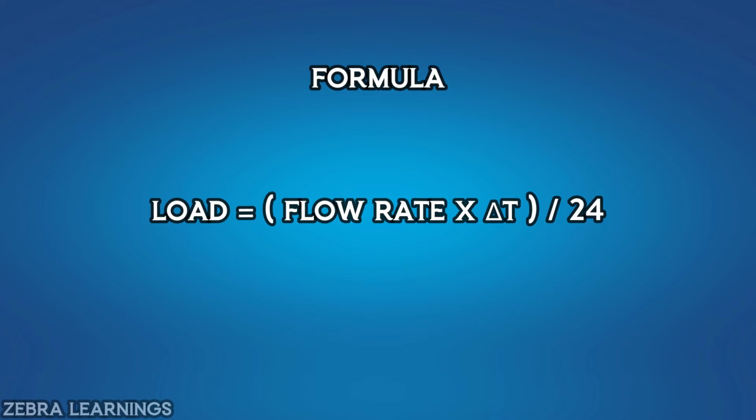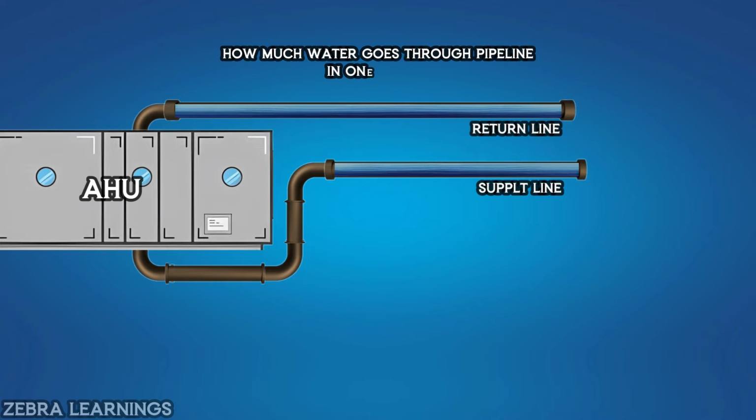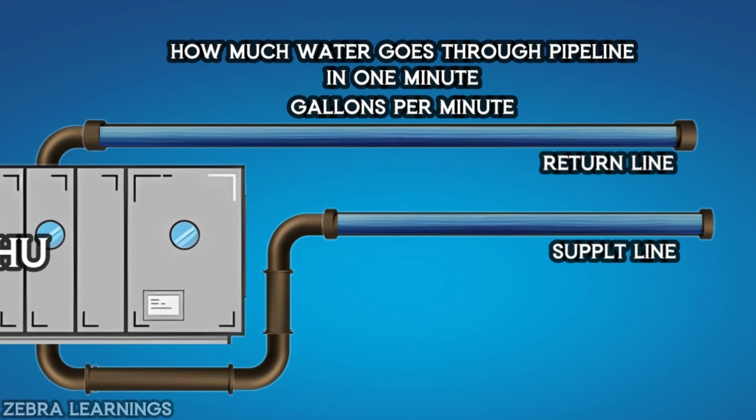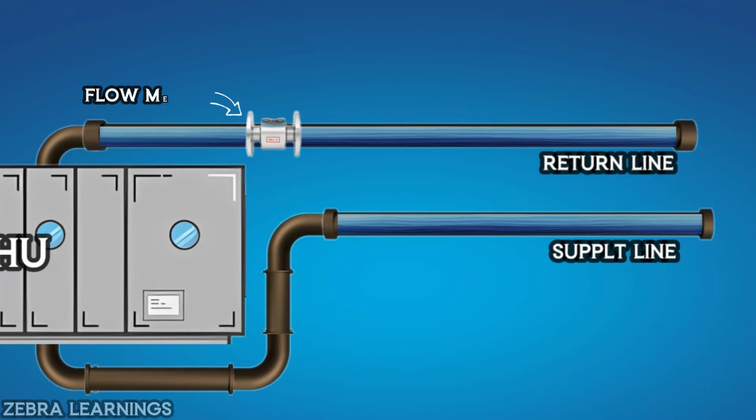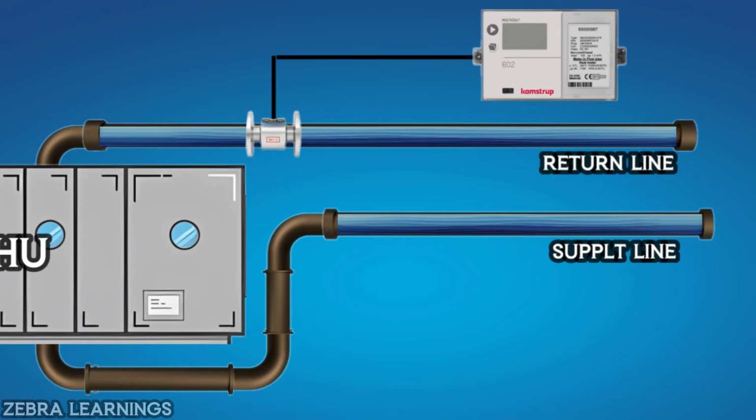First, let's see the formula used in BTU meter. Load equals flow rate multiply delta T divided by 24. Flow rate is how much water goes through the pipeline in 1 minute. We should measure this in gallons per minute. To measure this, a flow meter is installed in the pipeline, and it is connected to the BTU meter. So, we can know how much water is going in the pipeline in BTU meter.